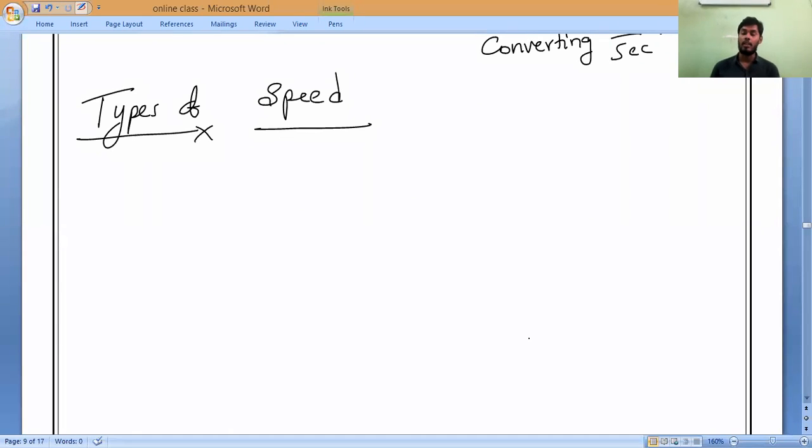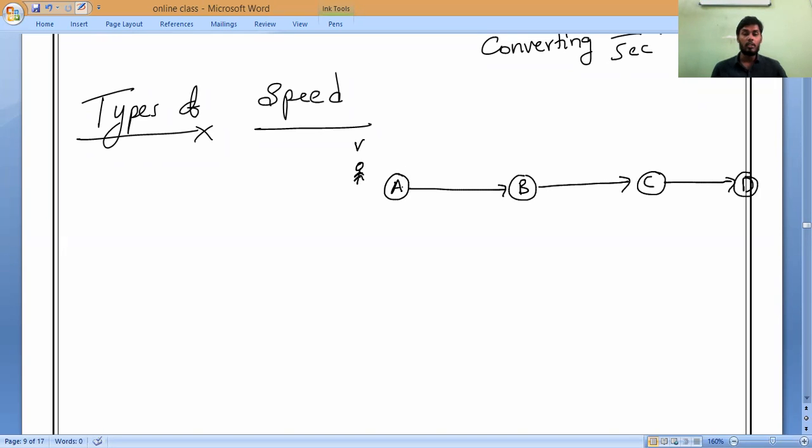Observe very carefully. For example, let me imagine Vartini, the only girl. Vartini is at point A. She reached point B, then point C, and again point D. If you notice, the distance between A to B is 1 kilometer, the distance between B to C is also 1 kilometer, and between C to D also 1 kilometer.